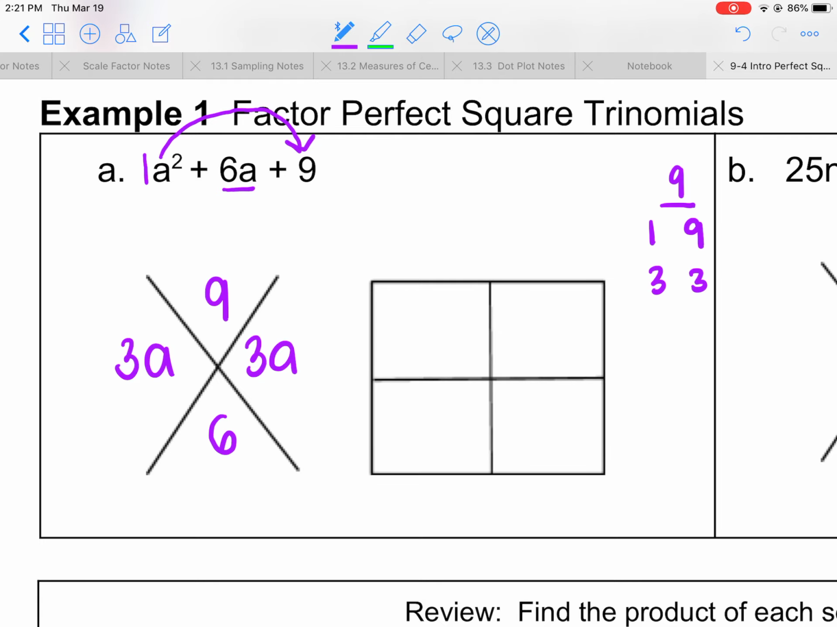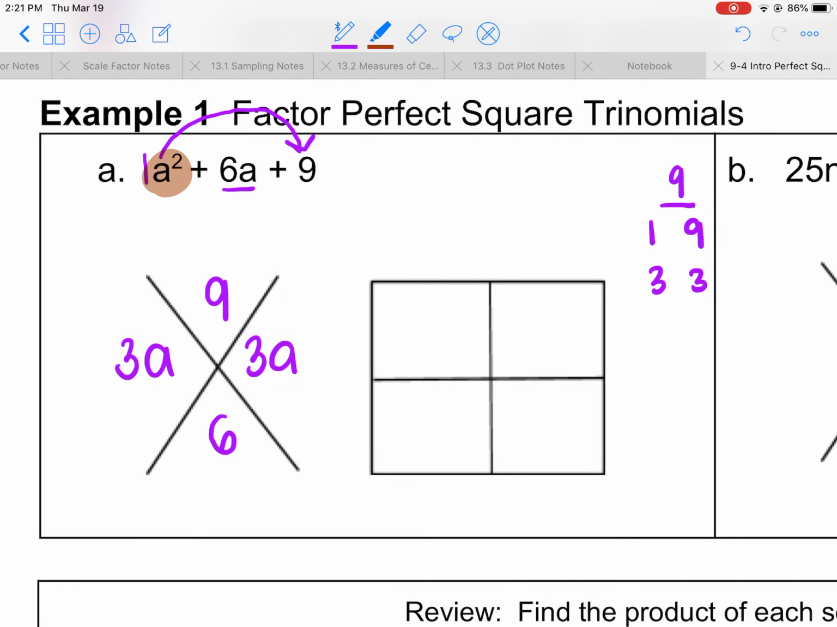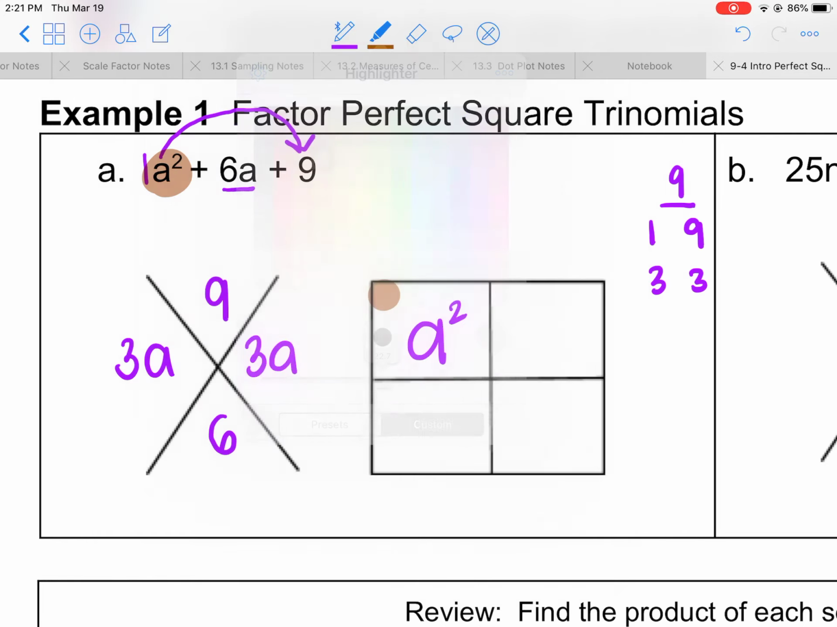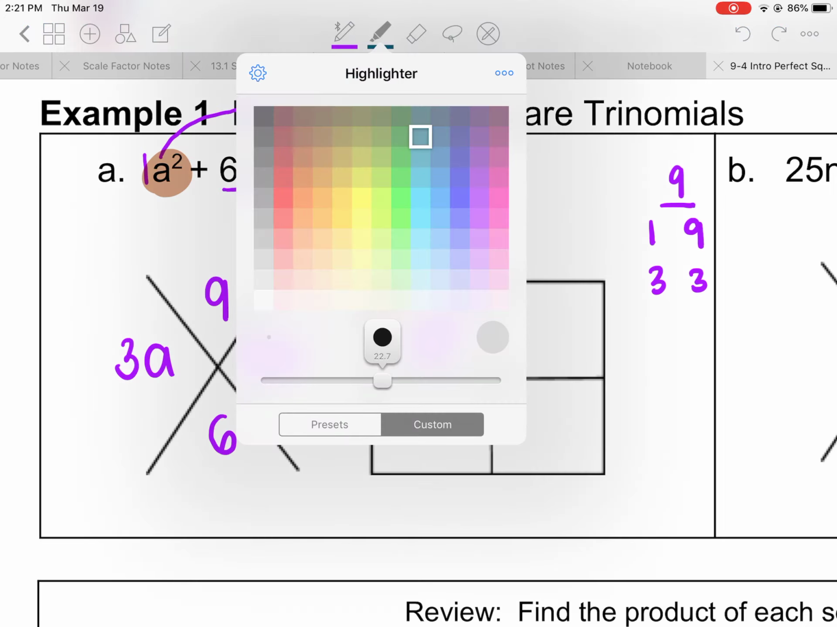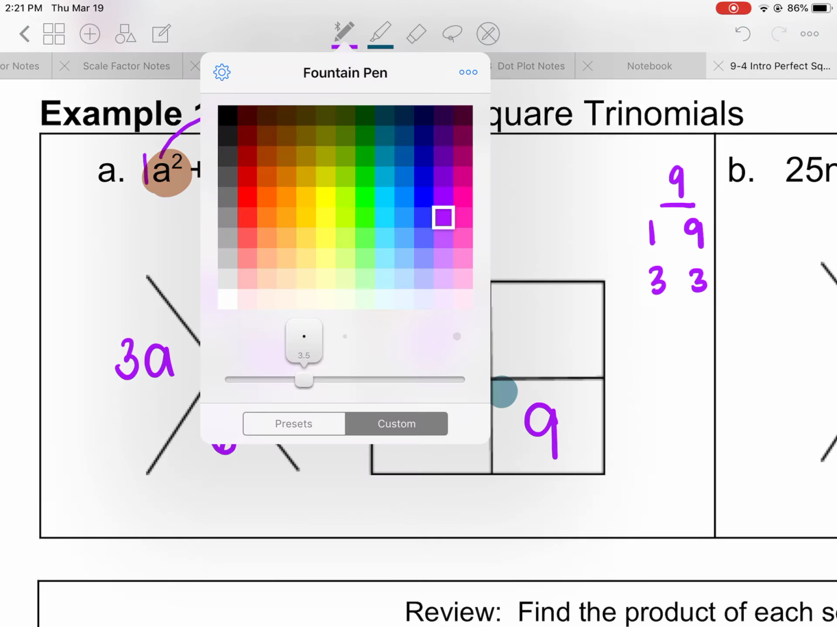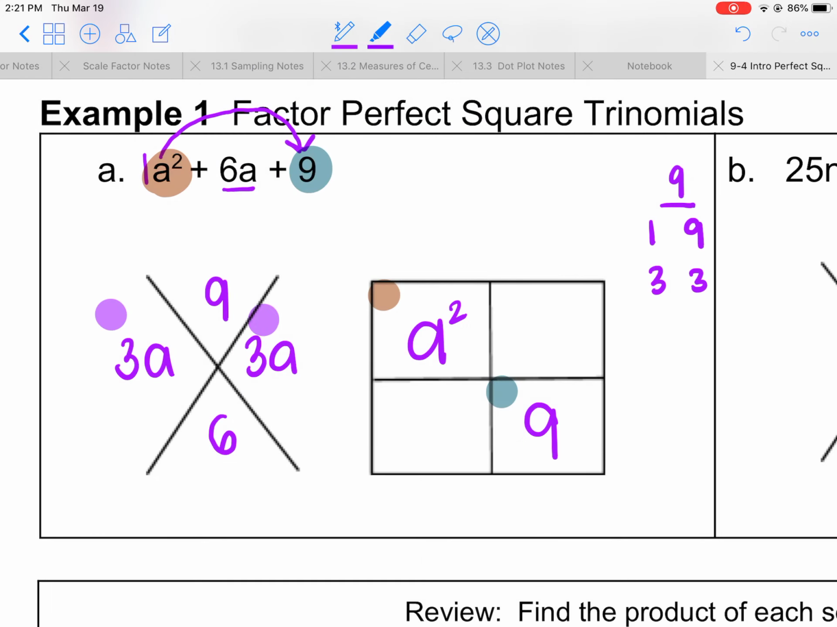So what you're going to do now is take this term and put it in this box. So I have a squared. Think about how when we multiply, that's where that term goes anyway. And then my last term goes in this box. And then you take the two factors that you found, and they're going to go in that part of my box. So I've got 3a here and 3a here.